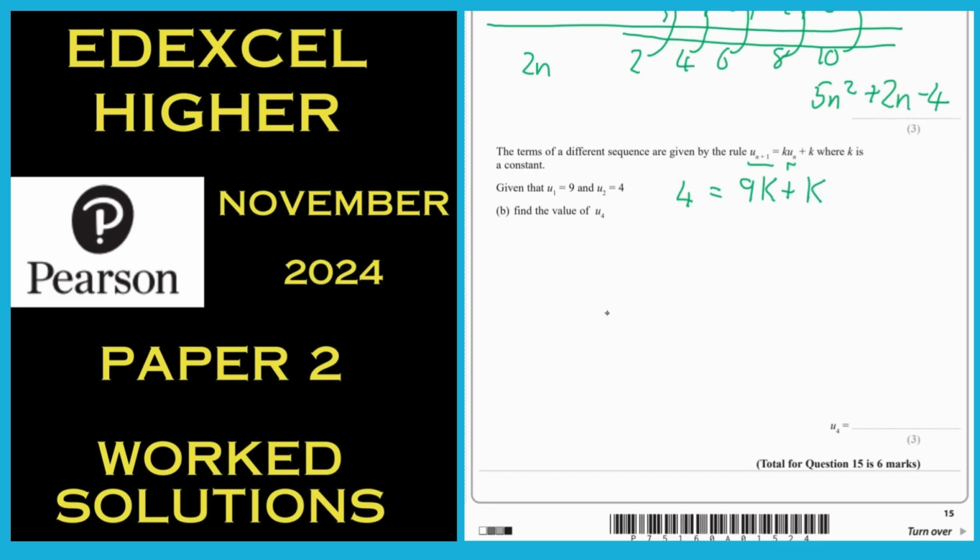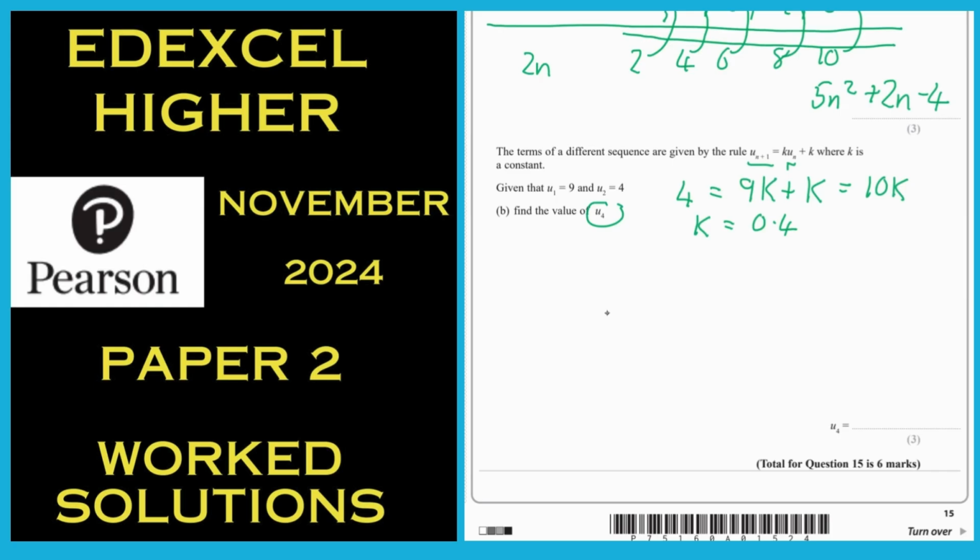Okay. Well, hold on. We can solve this. We can add our k's together, and we can divide both sides by 10, which can be 2/5 or 0.4. It's entirely up to you. We're being asked, though, for the fourth term in this sequence.